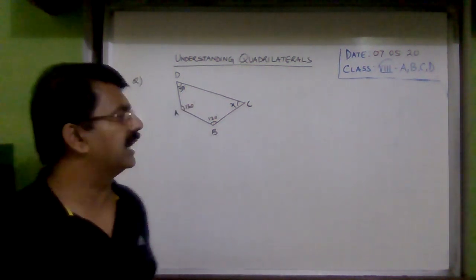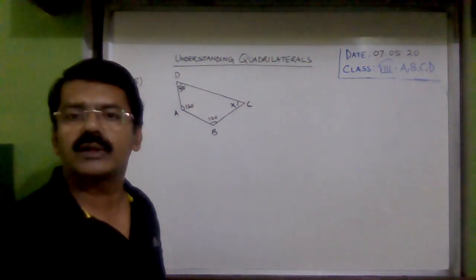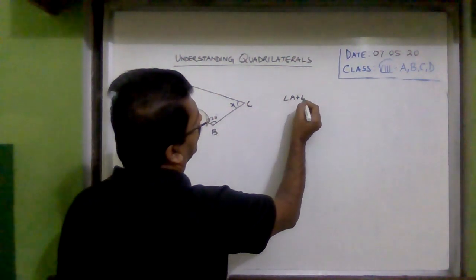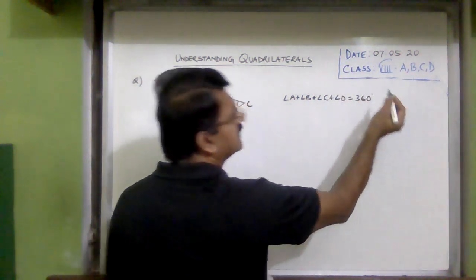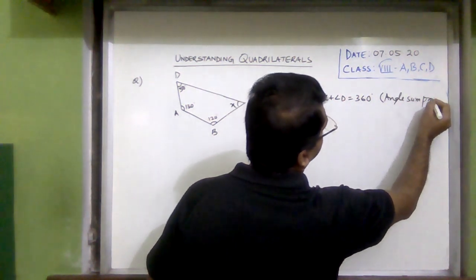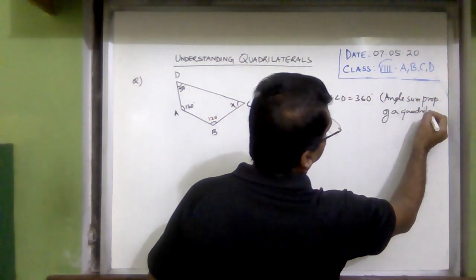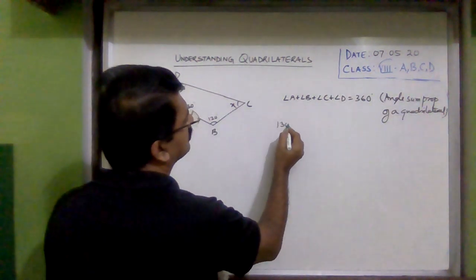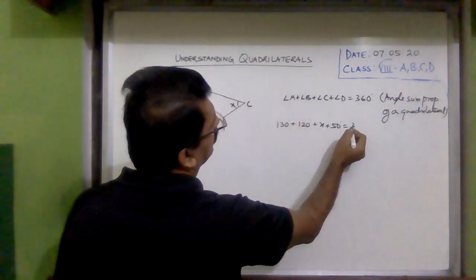Now in the previous lecture I told you that the sum of all four angles of a quadrilateral is 360. That is called the angle sum property of a quadrilateral. So angle A plus angle B plus angle C plus angle D is equal to 360. The reason you can write is angle sum property of a quadrilateral.